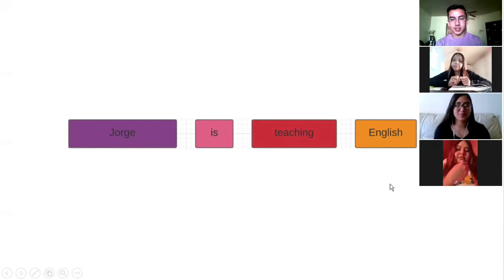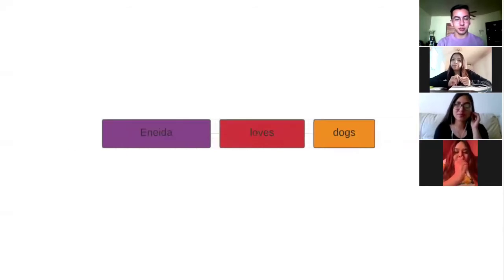The second example that I'll give you is this one. Eneida is the subject. Loves is the verb, and dogs is the direct object. And as you can see in here, we don't have an auxiliary, so we don't include the pink rod because this sentence doesn't need an auxiliary. You can understand it like this. So can you repeat it? Eneida loves dogs. Very good.